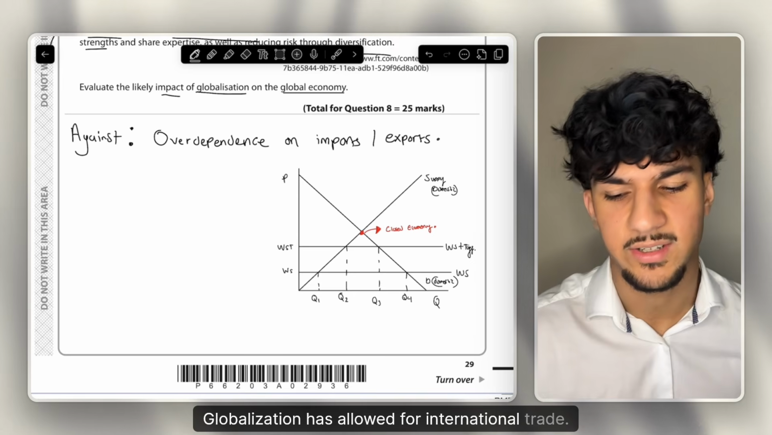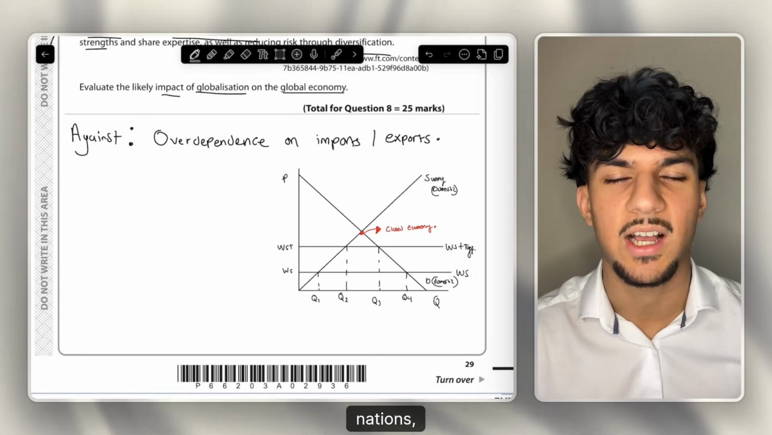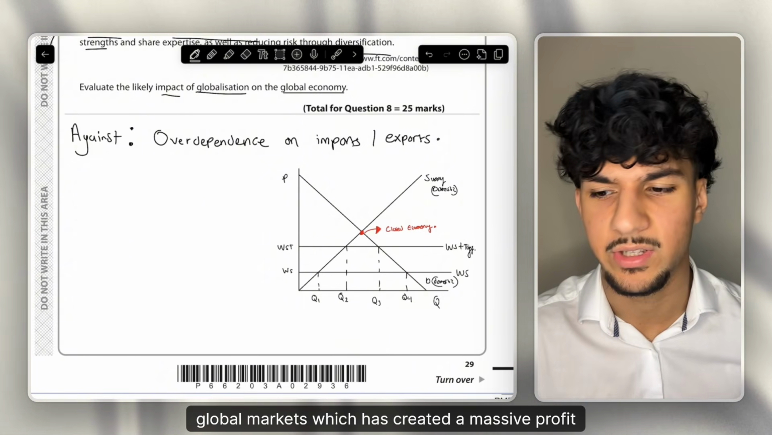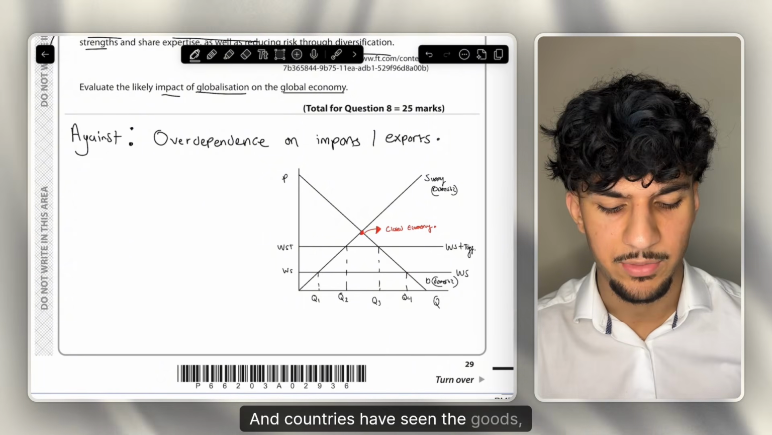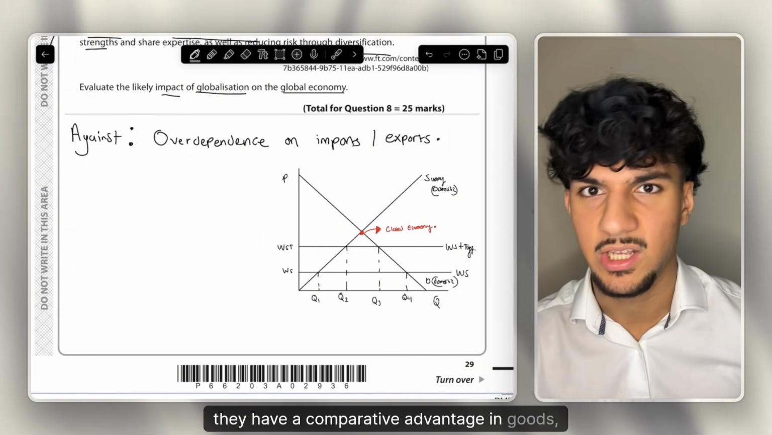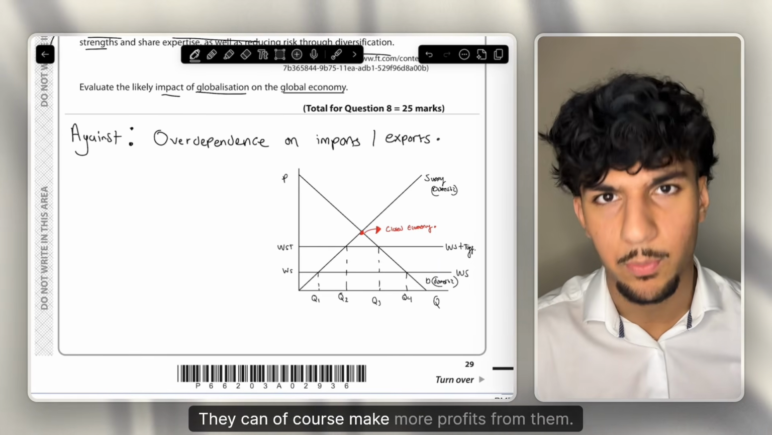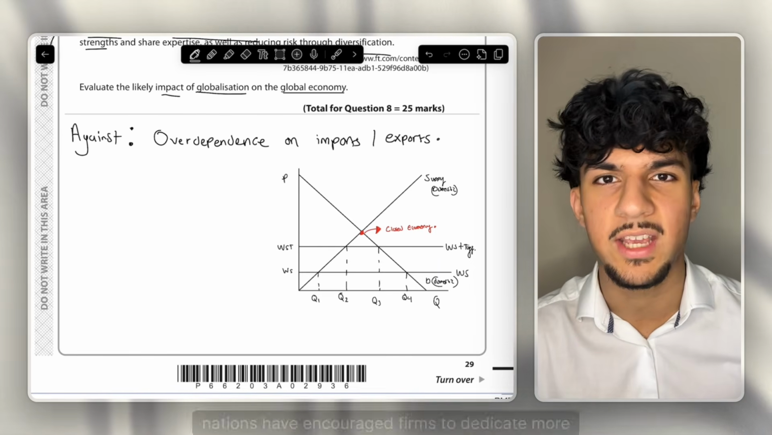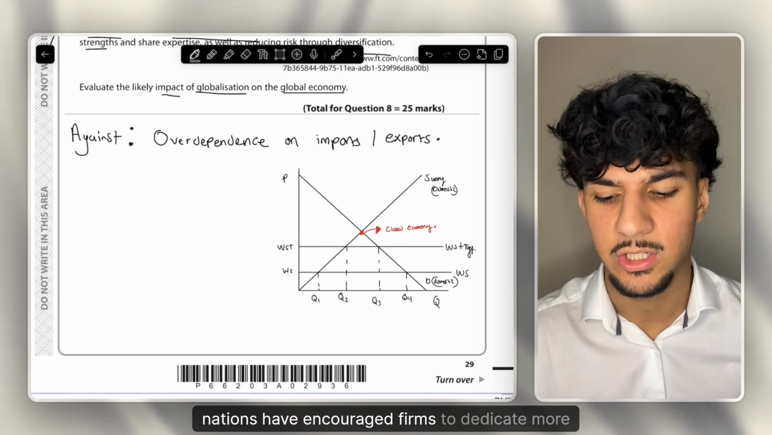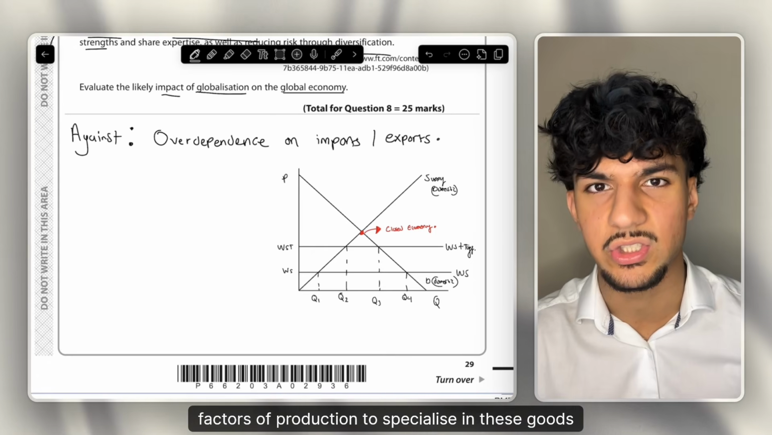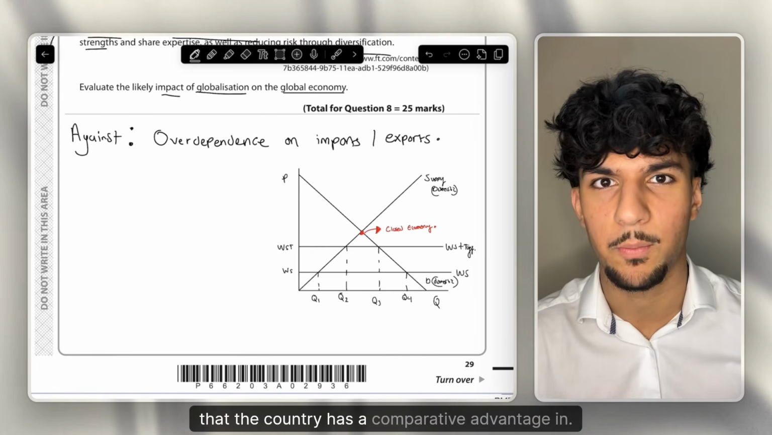Globalization has allowed for international trade. Firms, nations can now access global markets, which has created a massive profit incentive, and countries have seen the goods they have a comparative advantage in, goods they have a lower opportunity cost of producing, they can of course make more profits from them. Therefore, countries, nations have encouraged firms to dedicate more factors of production to specialise in these goods or services that the country has a comparative advantage in.